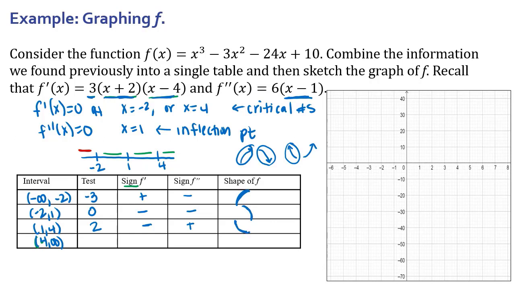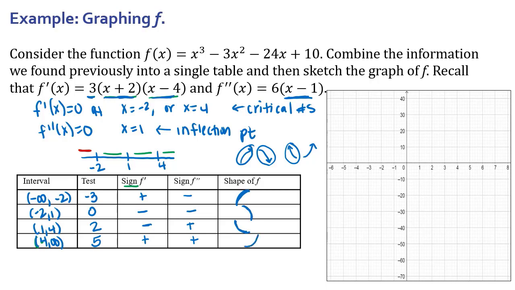And then if I looked at from 4 to infinity, let's choose our test point of 5. That first derivative is going to be positive, and the second derivative is also positive. So the shape of this is going to be an increasing function that's concave up. So it's going to look like that.